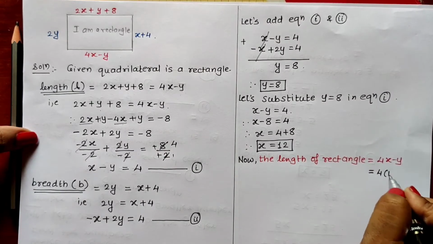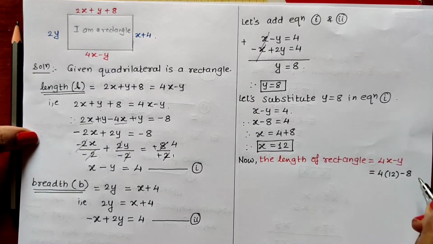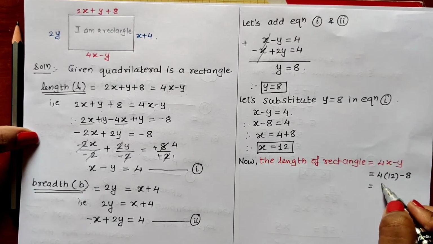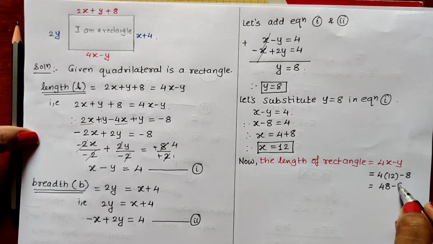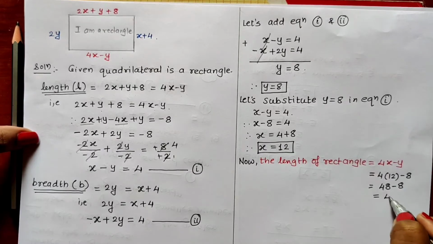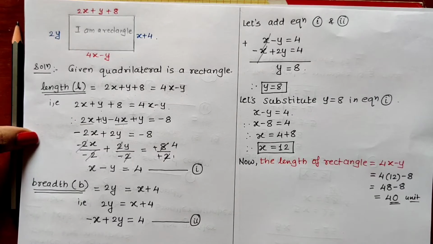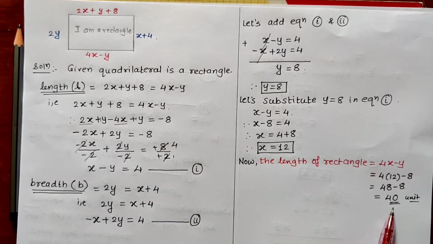4 into x means 12. X value 12 we have got, and y value is 8. 12 4s are 48 minus 8. 48 minus 8 will be 40. Okay, units is not given, you can write any unit here. Okay, so in this way we have got length. If you put in this expression also, you will be getting 40 as the answer.